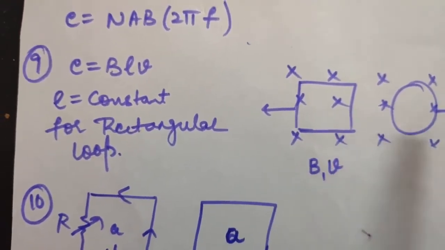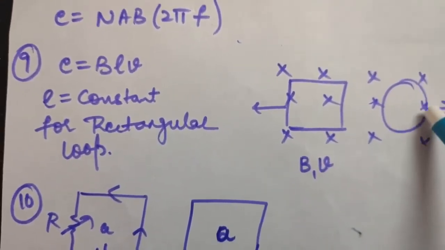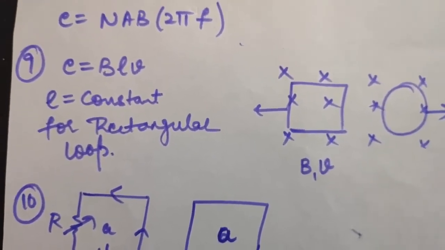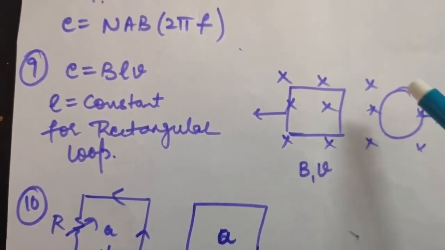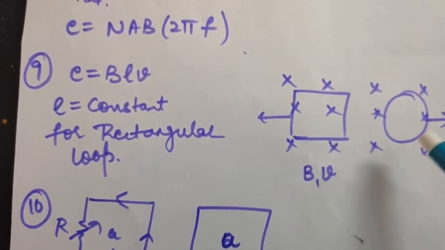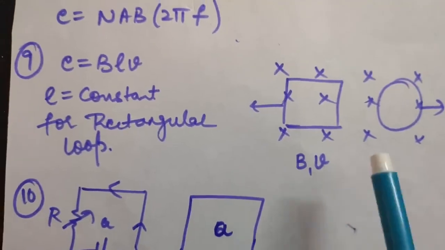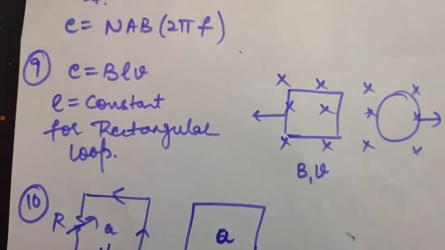Now if we see for this, when this will come outside, this length will continuously keep on increasing outside the magnetic field. That means L will keep on changing. Therefore, induced EMF will not be constant for a circular loop. Okay, so it will remain constant for the rectangular loop only.